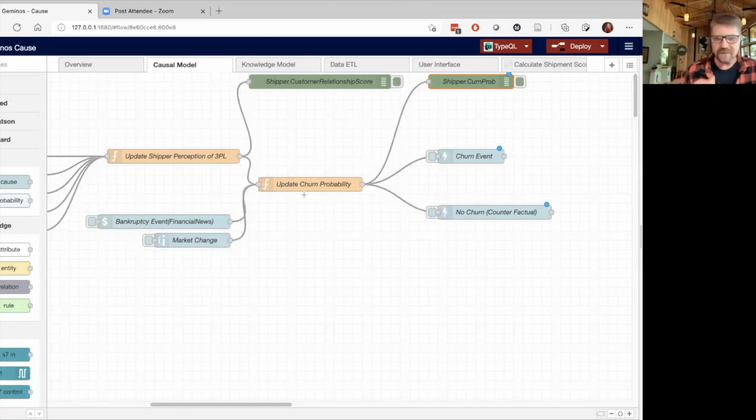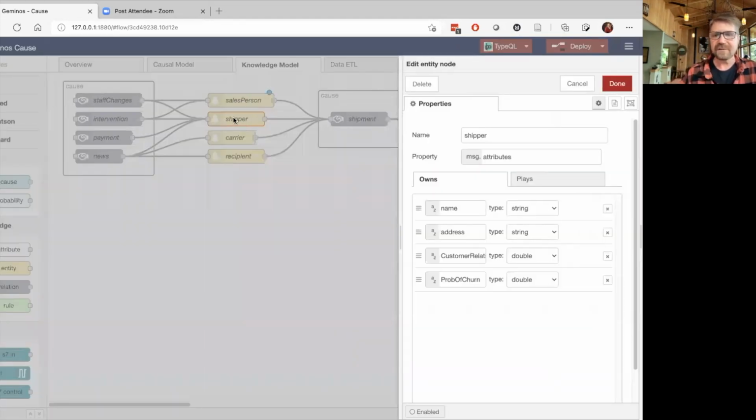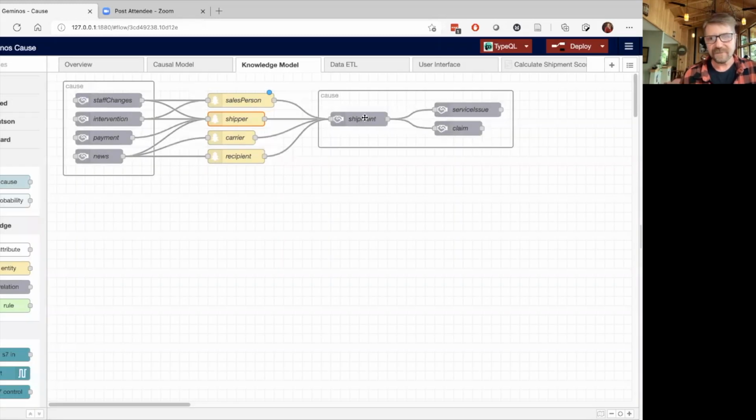So the idea is you fill this out, back to the knowledge model. The causal model is informing this knowledge model for some of these elements in time. So these are the entities. Now we're going to look at the causes. I'm calling these causes shipments, service issues, claims, staff changes, interventions, payment, and news.